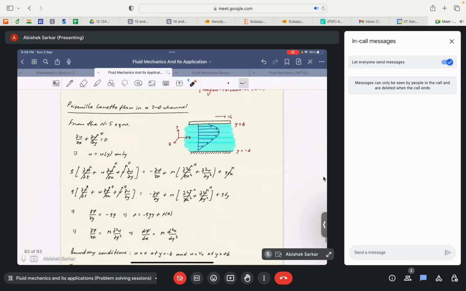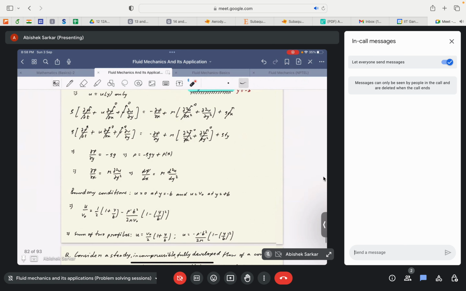So here is another example of an exact solution of the Navier-Stokes equation. Here we deal with Poiseuille-Couette flow, or simply Couette flow in a 2D channel. Poiseuille-Couette flow essentially means that this kind of Couette flow is now driven by pressure. There is a pressure gradient that exists along the axial direction.